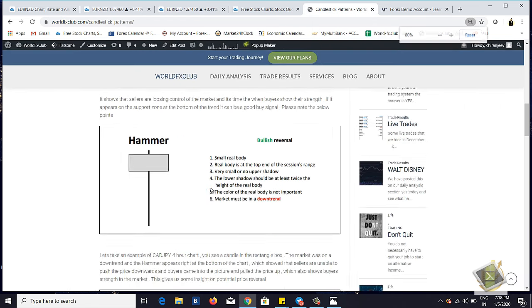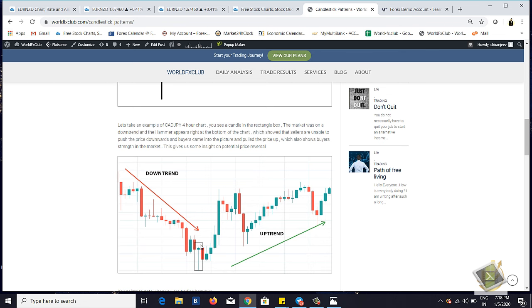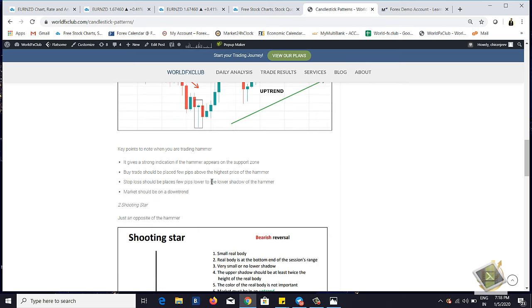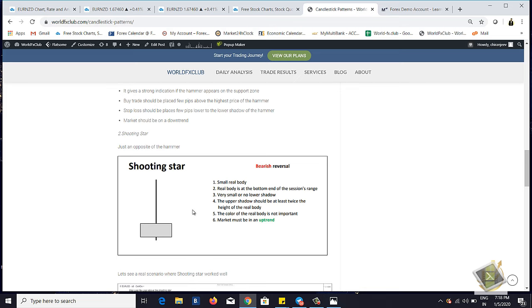So this is an example of a downtrend, and you see a hammer here and price went up. So you can read all these necessary points. Okay, just opposite is a shooting star. It gives you a different picture: when you see a big upper shadow, that means sellers are now controlling the market and they are not letting price go up. Whenever price went up, they tried to pull it down and it closed somewhere here.